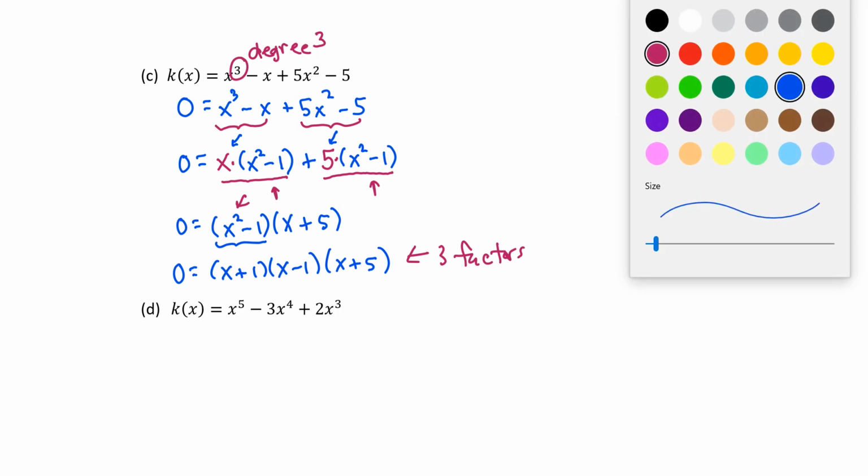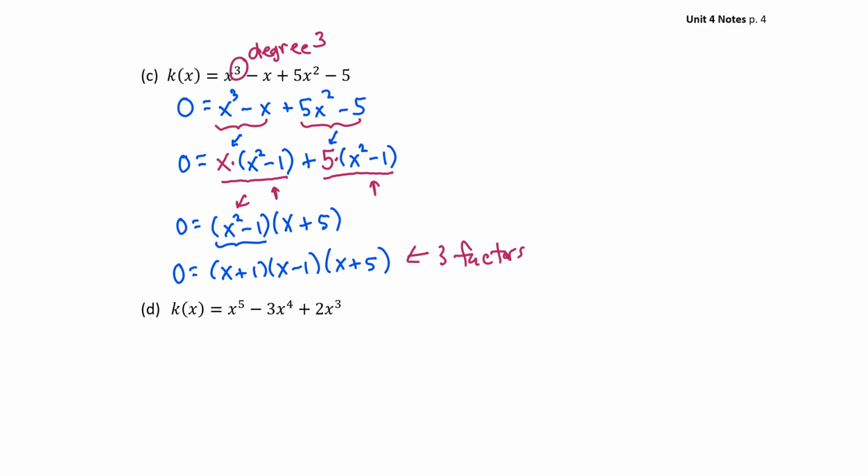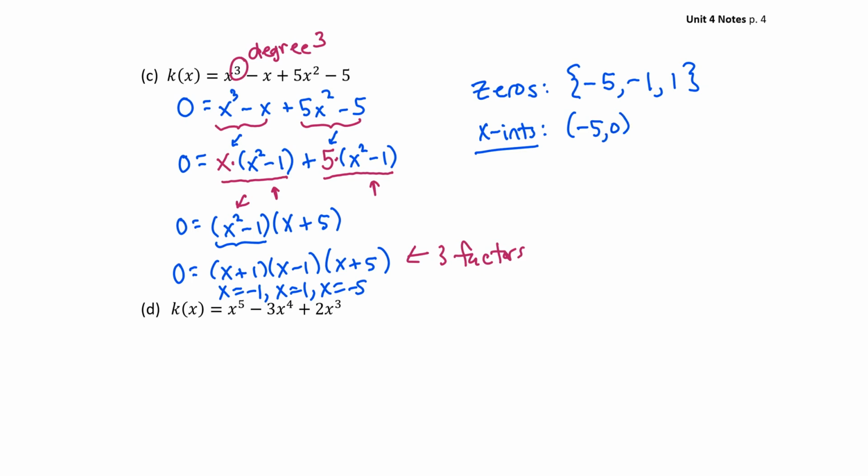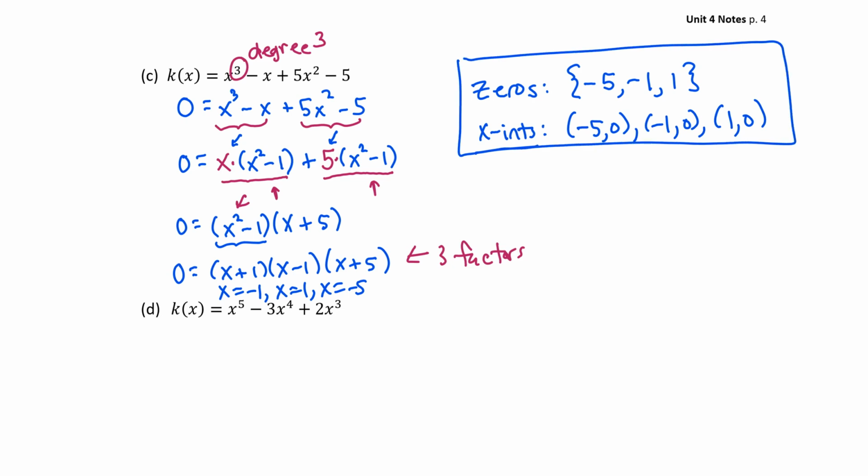Then we're going to set each factor equal to 0 and solve for x. And remember, this is just like solving a quadratic at this point. We just happen to have more than 2 factors, but it's the same concept. So our zeros for this polynomial in order from left to right would be -5, -1, and 1. And if we want to be official and write those as x-intercepts, that would be location (-5, 0), (-1, 0), and (1, 0). So our degree 3 polynomial ended up with 3 zeros, which meant 3 x-intercepts.